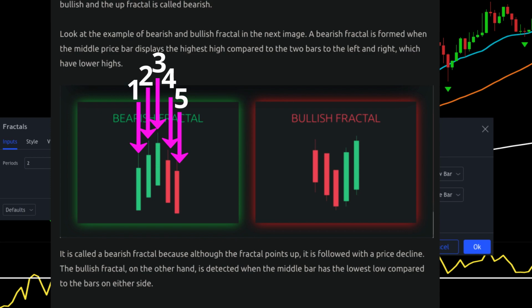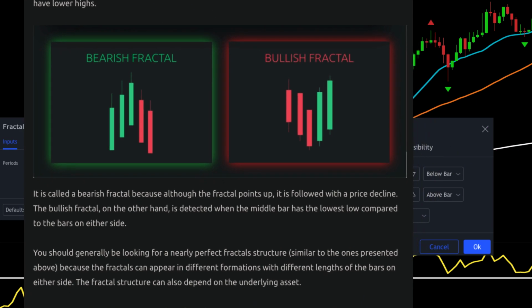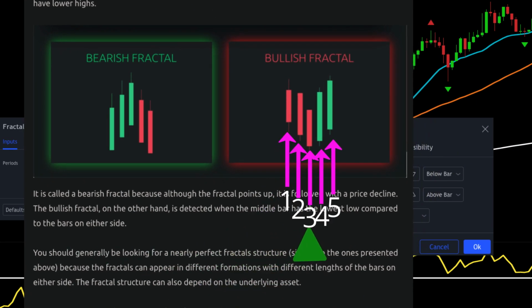For a bearish fractal, we are looking for 3 candles that close higher than the previous candle, followed by 2 bearish candles that close below the previous 2. When that happens, the third candle will get a bearish fractal signal, and it is the exact opposite for longs. 3 bearish candles followed by 2 bullish ones will produce a fractal on the third candle.